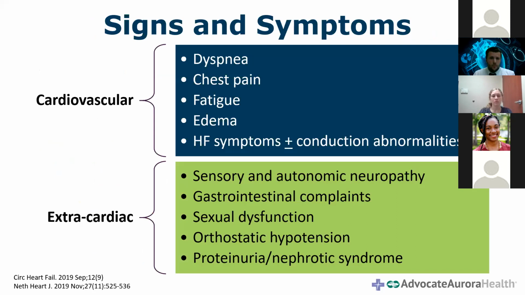So patients can present with a multitude of non-specific symptoms, which really makes identification of the disease challenging. They can have standard heart failure symptoms like dyspnea, fatigue, or edema. Conduction abnormalities are often present, and they're predominantly bradyarrhythmias and AV block. And then extra cardiac symptoms are almost always present, depending on the type of amyloidosis, and can include polyneuropathy, GI complaints, and proteinuria.